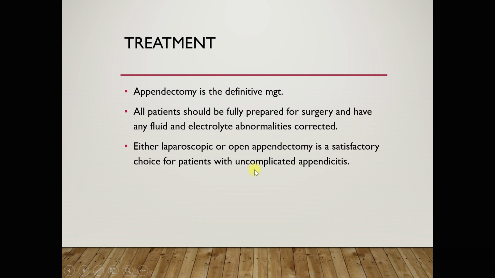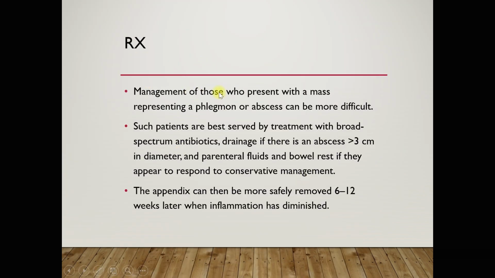Underline the term uncomplicated, because if it is complicated, our choice of management differs. Management of those who present with a mass representing a phlegmon or abscess can be more difficult. Such patients are best served by treatment with broad-spectrum antibiotics, drainage if there is an abscess above 3 cm in diameter, and parenteral fluids and bowel rest if they appear to respond to conservative management. Then the appendix can be removed easily and safely 6 to 12 weeks later, when the inflammation has subsided. So we manage our patient for the first 6 to 12 weeks with broad-spectrum antibiotics and percutaneous drainage of the abscess if it is above 3 cm. Then, once the inflammation has subsided, we do appendectomy.